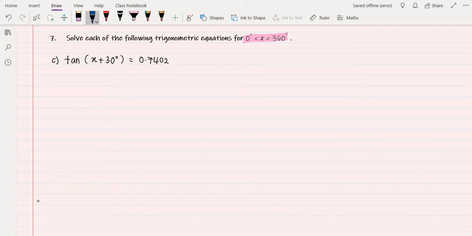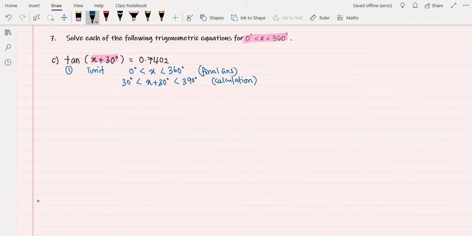As previously in question 6 and 5, we did step by step. The first step is to find the limit. You are given the limit for the final answer, which is x must be greater than 0 degrees and less than 360 degrees. This is for our final answer. And we need to find a new limit because the question gives x plus 30 degrees for our angle. So x plus 30 degrees here will be greater than 30 degrees because we just add 30 degrees to all of them, and it must be less than 390 degrees. This is for our calculation.